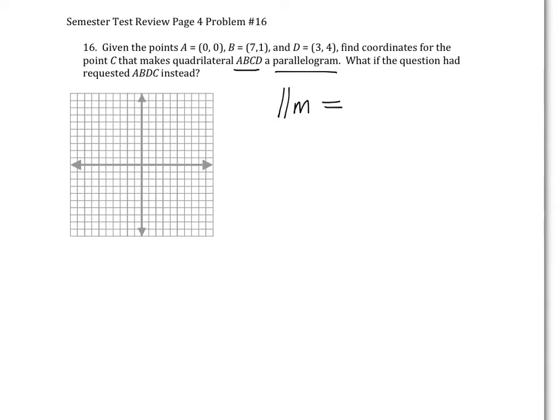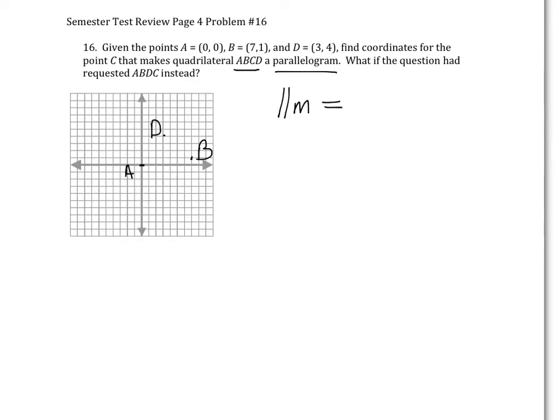So if I go put these points, I'm going to put point A here. It's my origin, 0, 0. Point B is 7, 1. So I'm going to go over 7 and up 1. And then I have point D is 3, 4. So if I go over 3 and up 4, I get my point D.